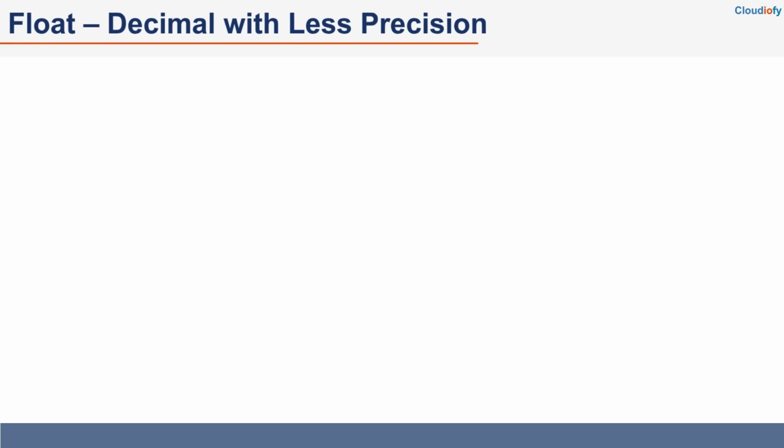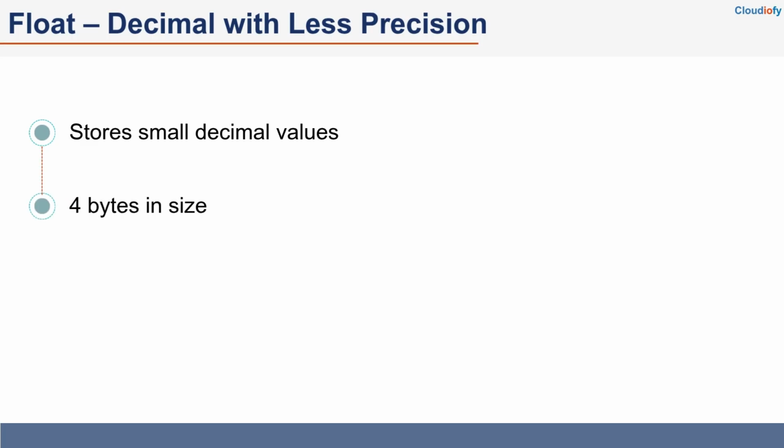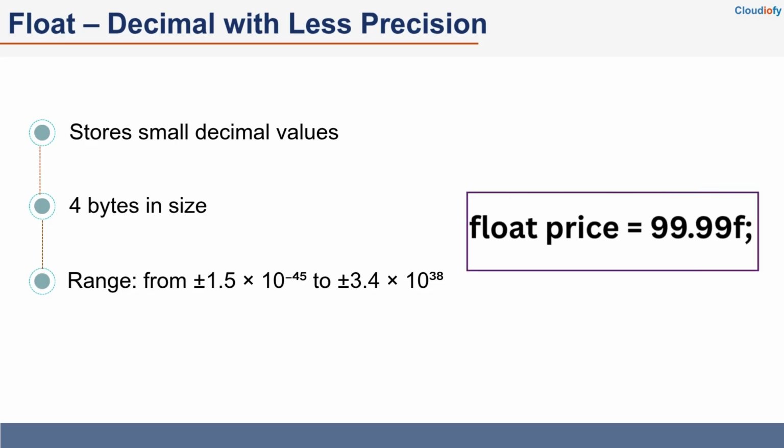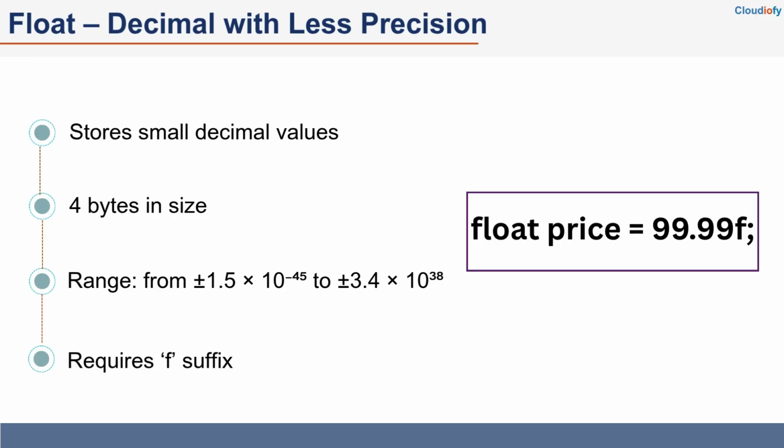Float, decimal with less precision. Use the float type for storing decimal values with single precision. It takes 4 bytes and stores values from about plus or minus 1.5 times 10 to the power minus 45 up to 3.4 times 10 to the power 38. Like this, float price equals 99.99f. It requires the f suffix.